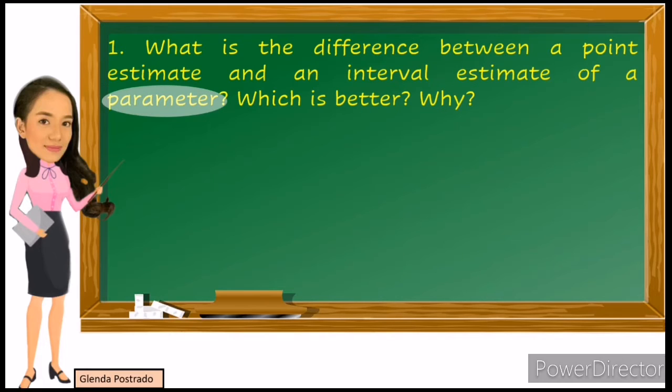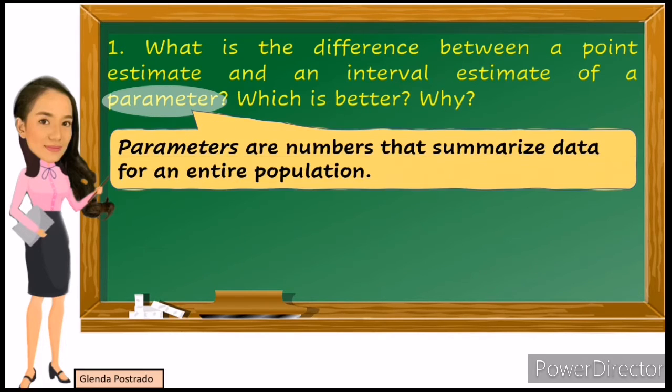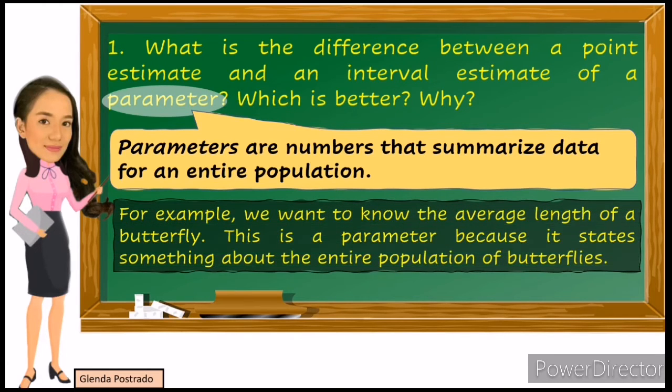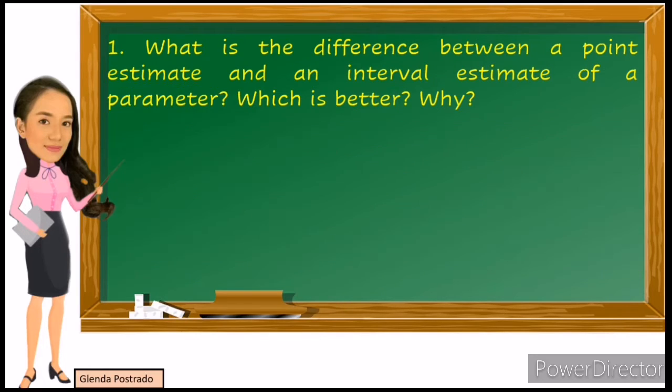Parameter. What is a parameter? Parameters are numbers that summarize data for an entire population. Example, we want to know the average length of a butterfly. This is a parameter because it states something about the entire population of butterflies.